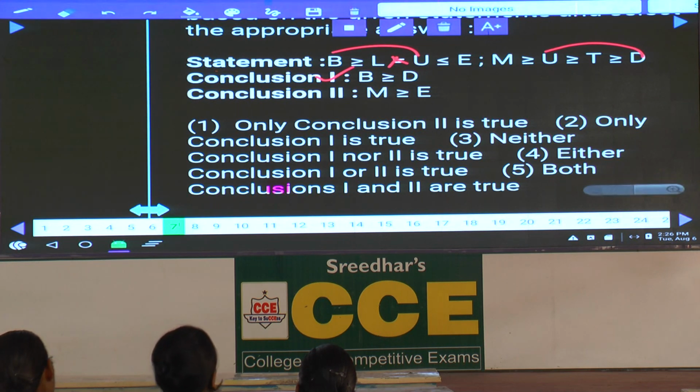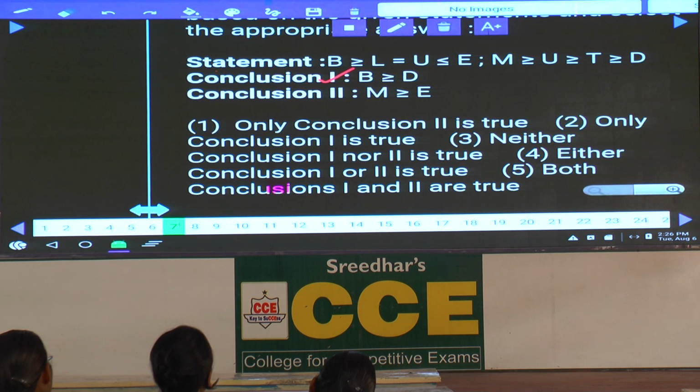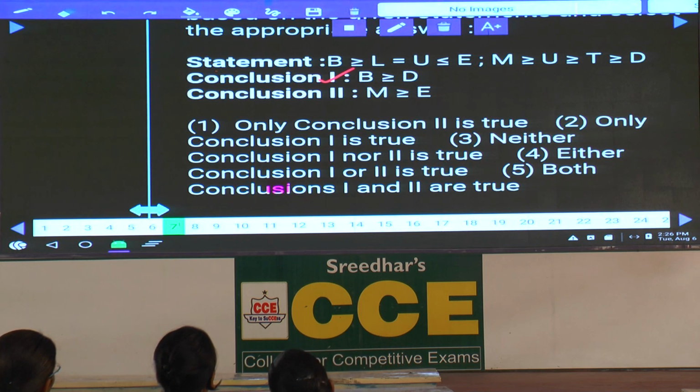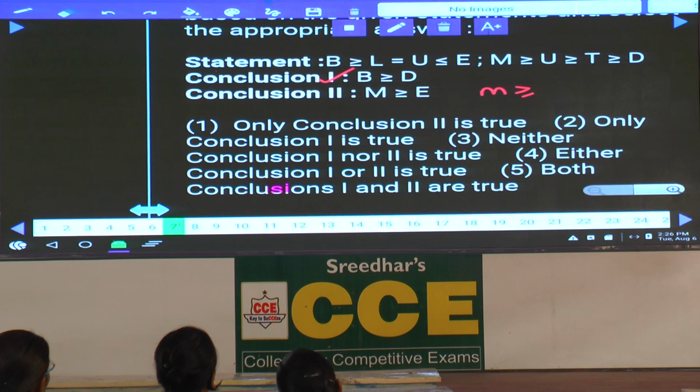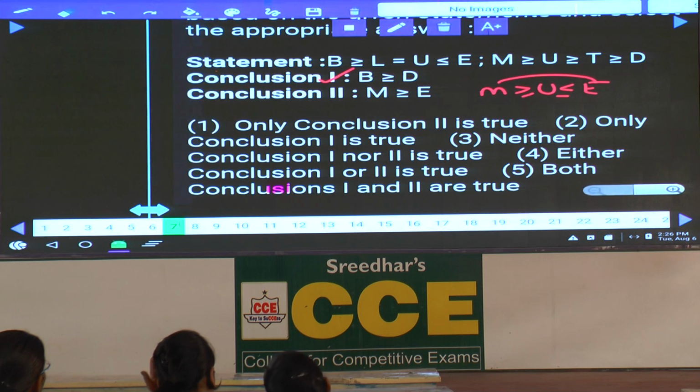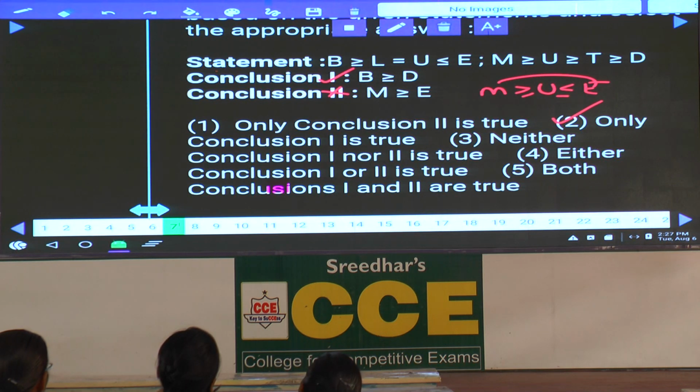And second one, the relation between M and E. Now in this M and E, tell me which element is common here. U is common. M greater than or equals to U. And U lesser than or equals to E. Now between these two, two opposite symbols are there. And so only conclusion one is true, that is choice two. Question number seven, choice two is the answer. Then eighth one.